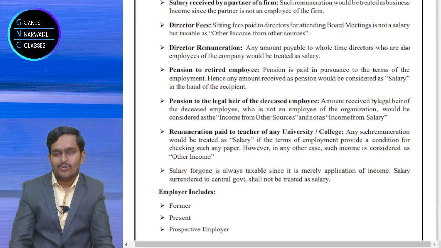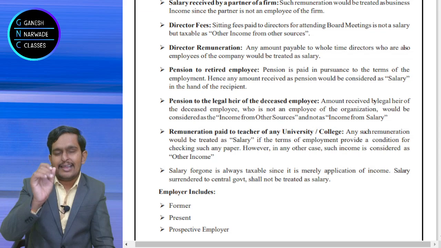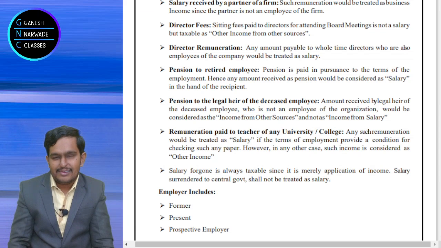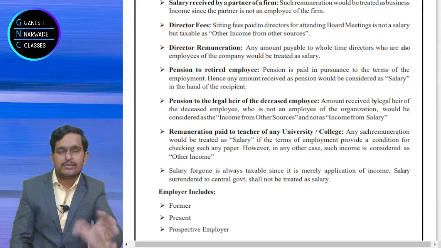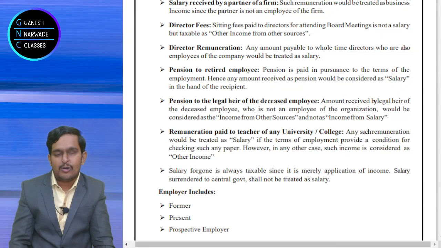Okay, next thing, if you are surrendering salary to the central government under the surrender of salary scheme, you are paying the entire amount to the central government, right? Then how can the government ask you to pay tax again? No need to. That's why for surrender of salary under the central government scheme, salary is not taxable.